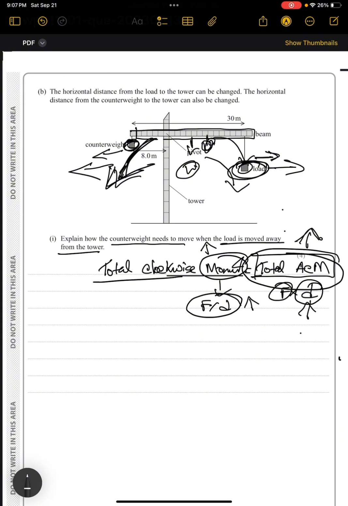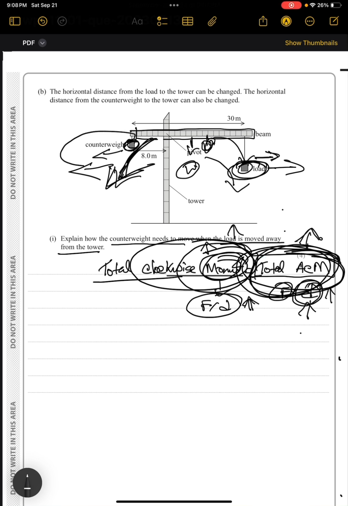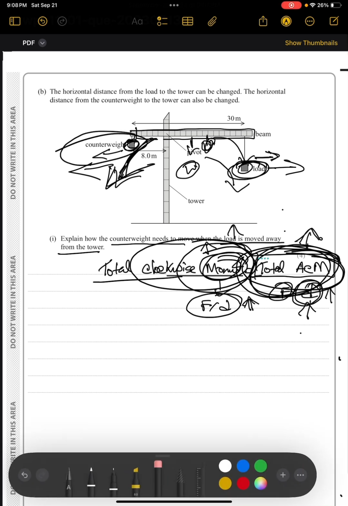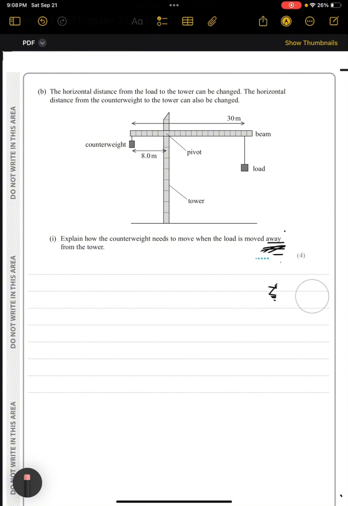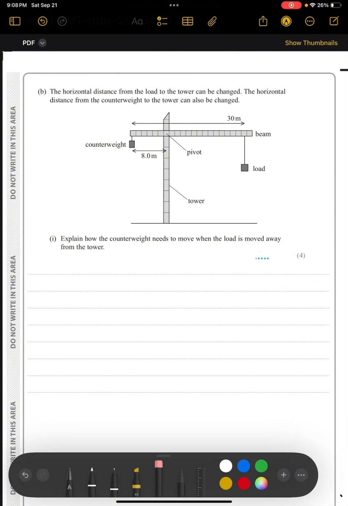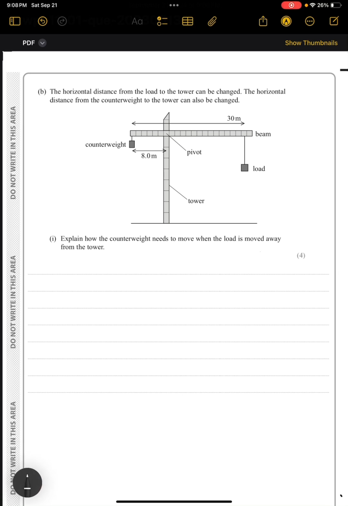So this total anti-clockwise moment needs to be equal to this total clockwise moment. And for this total anti-clockwise moment to be equal to this total clockwise moment, when the load has increased its distance and the total clockwise moment has increased, this total anti-clockwise moment needs to also increase by increasing the distance, and the distance of the counterweight will be increased. So let's write it in the way that the mark scheme has asked us to write. We have made you understand. Now we will write the answer. The answer will be in this way.